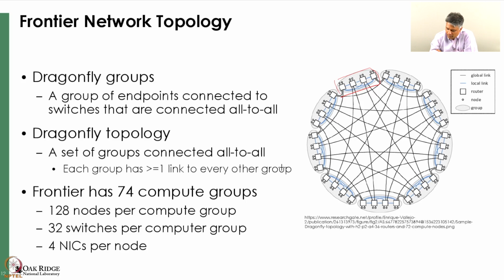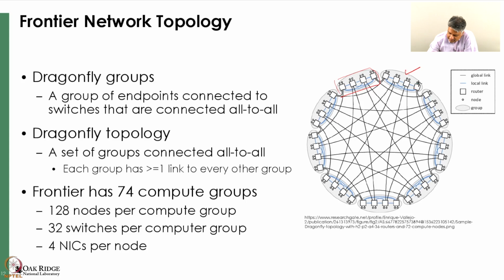So if you look at the map over here, you can see that this is one group. Inside you have one node. Each node is then connected to one router. Then you have this local all-to-all link within one group. And then you have the global link which goes to other groups. And finally, this is how the entire Dragonfly connection is made.